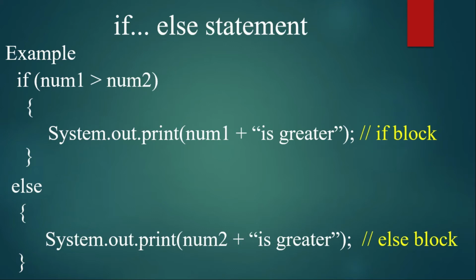For example, if num1 is 9 and num2 is 7, then num1 is greater. So num1 greater than num2, that is, 9 greater than 7, is true. So the if block will be printed as num1, that is, 9 is greater.